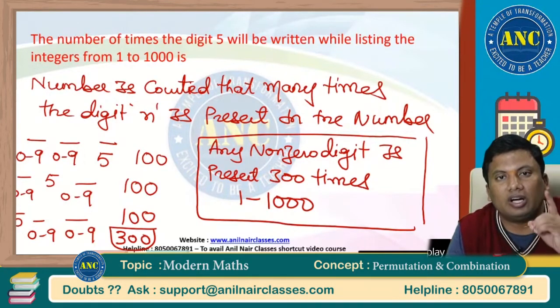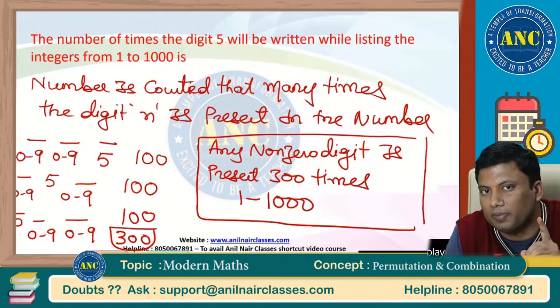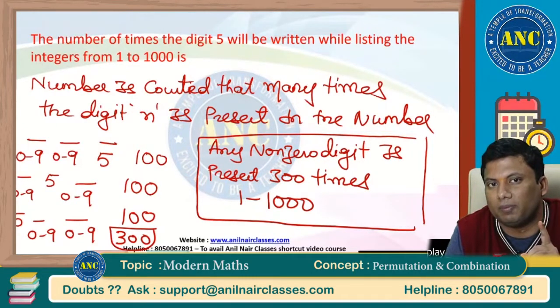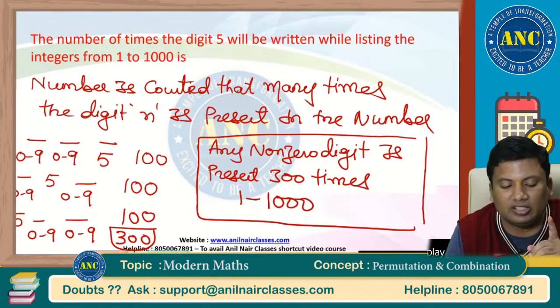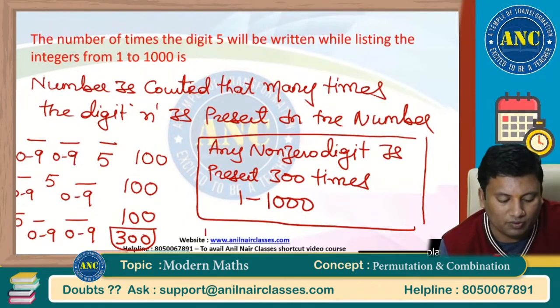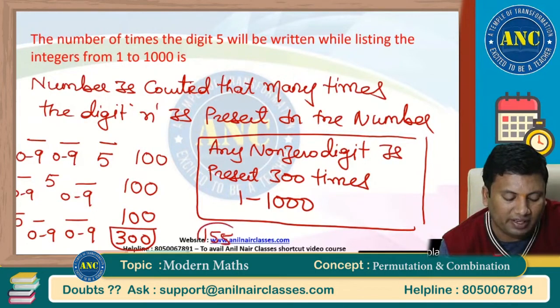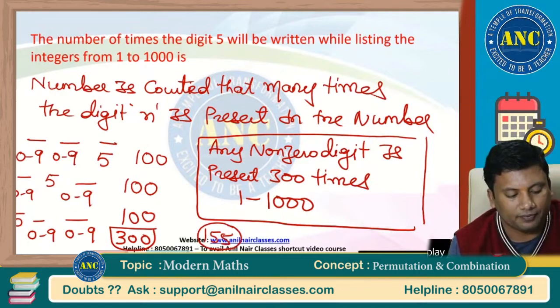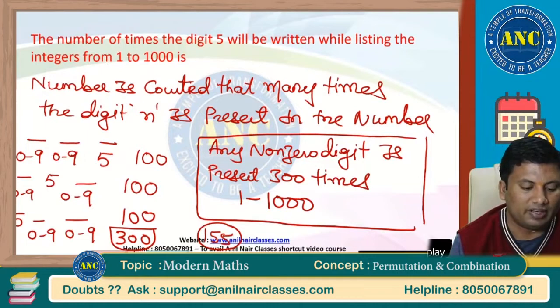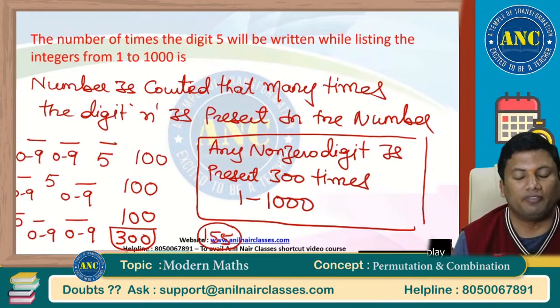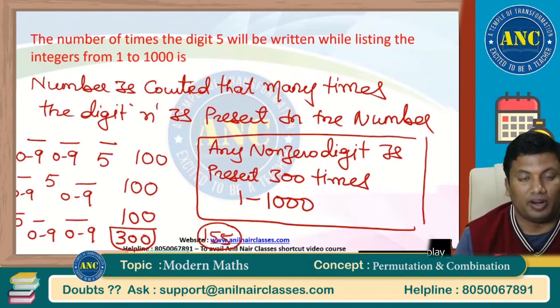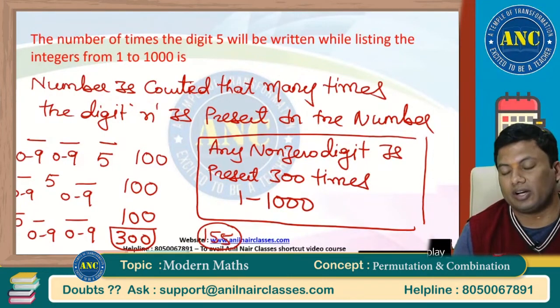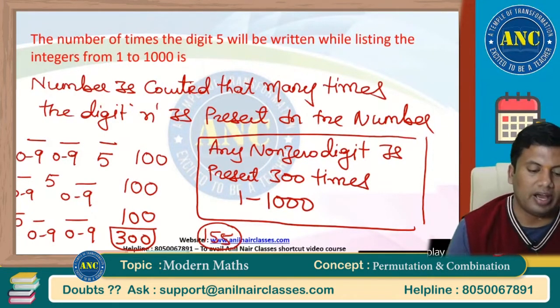A number is counted as many times as the digit is present in that number. Again, I am repeating. Suppose 155: 5 is present twice. So 155 is counted twice because 5 is present twice. I hope it is clear.